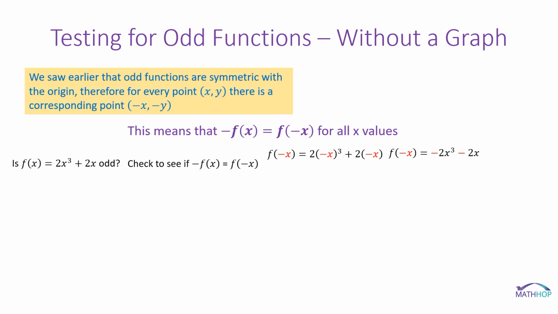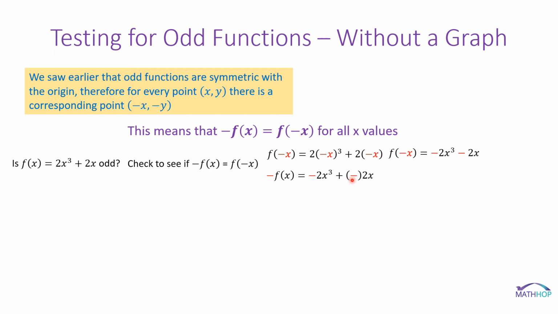Clearly it's not the same as what we started with, but remember we're testing to see if f of negative x equals negative f of x. So let's negate the whole function now. Negative f of x means negate each term. So we're going to negate 2x cubed and 2x. We get negative 2x cubed minus 2x.